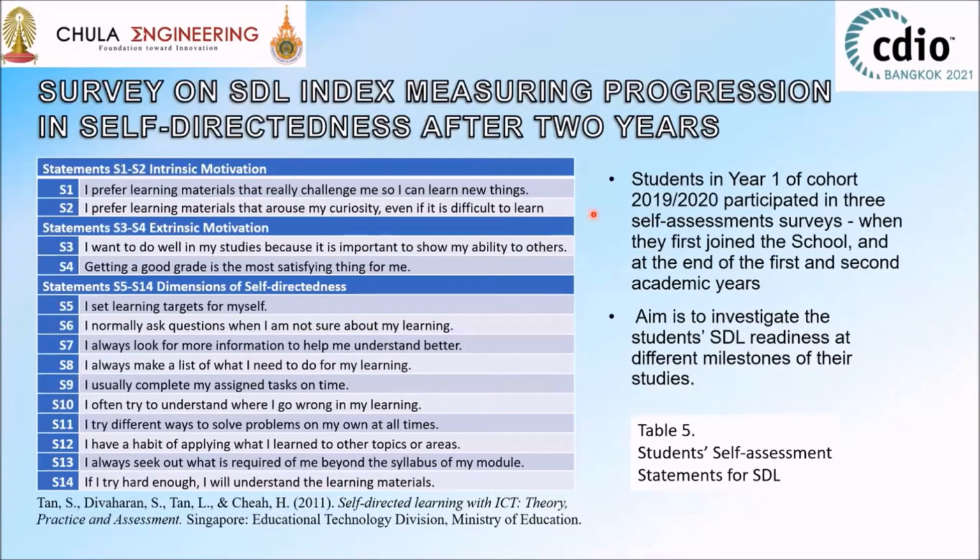Great, now that you have witnessed how the school was able to continue the project and adapt the CDIO framework to cultivate self-directed learning during COVID, let us now tie back to the big picture: the SDL Index, measuring progression in self-directedness after 2 years into the project for the same 2019 and 20 cohort. So we are going to measure them in 3 perspectives: intrinsic motivation, extrinsic motivation, and S5 to S14 dimensions of self-directedness.